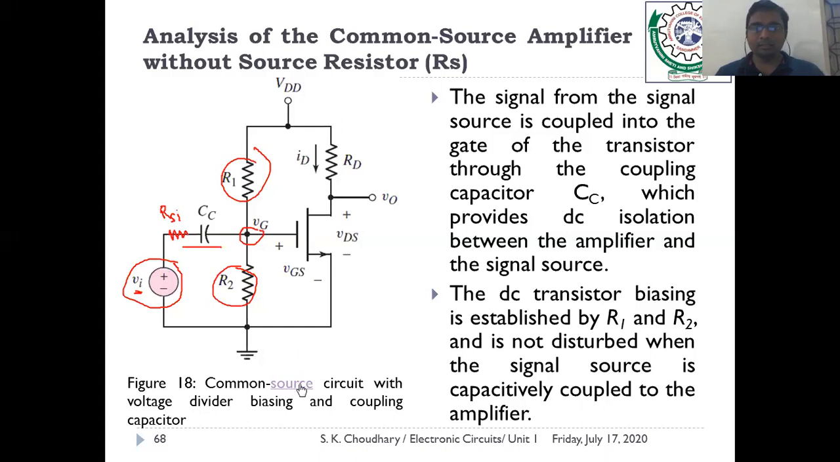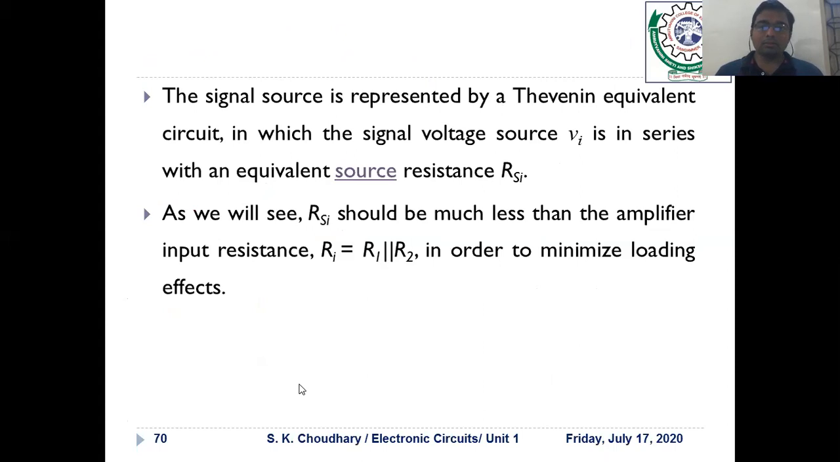So here you can see this equivalent source resistance RSI. But the value of RSI is very low, much less than the input resistance or input impedance of the amplifier. What is the input impedance of the amplifier? That is R1 parallel R2, the parallel equivalent of the biasing resistances. So RSI is always less than Ri.